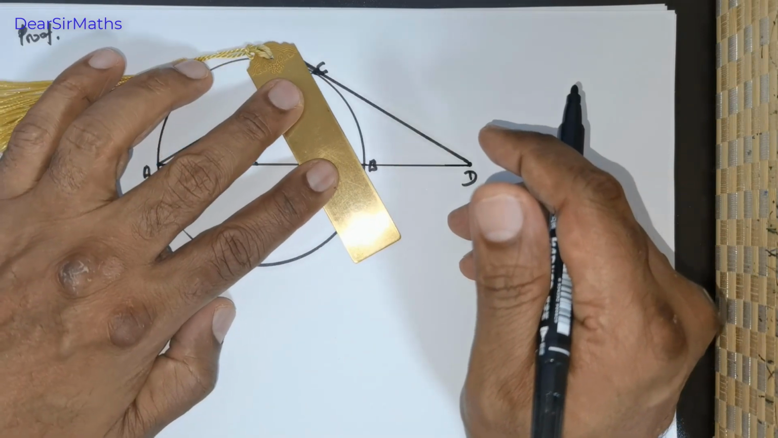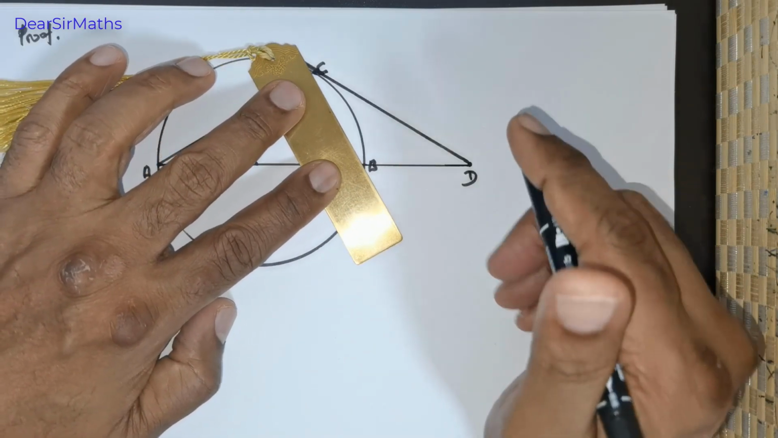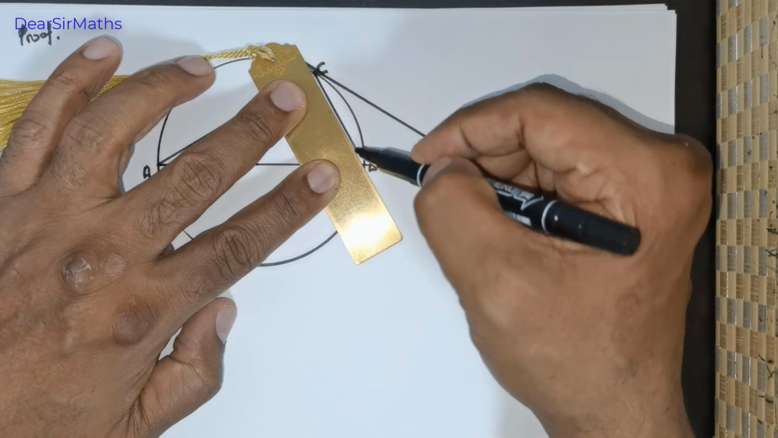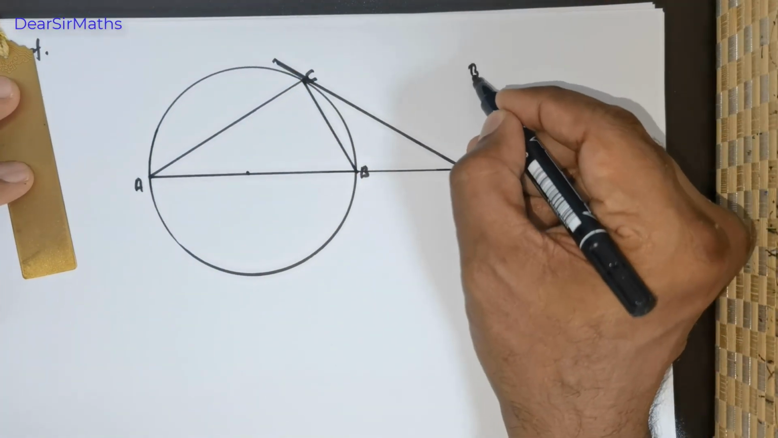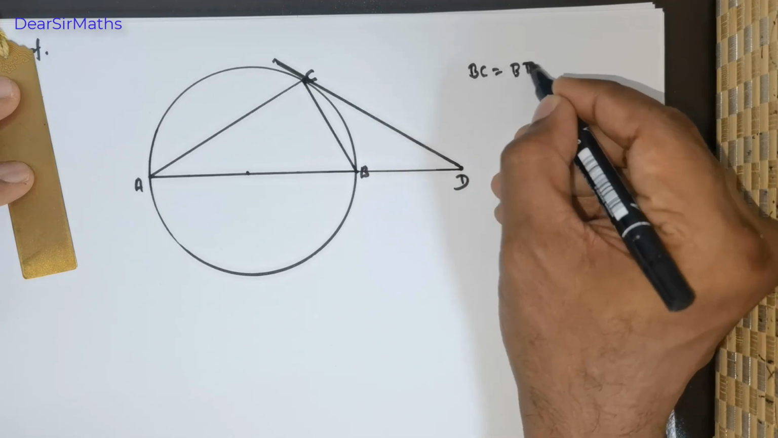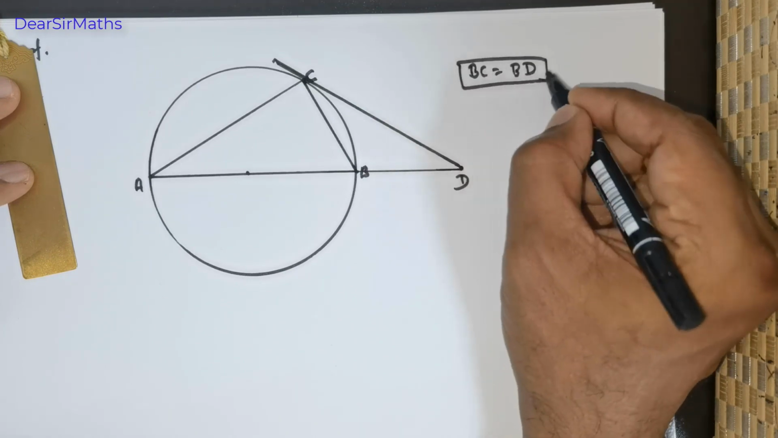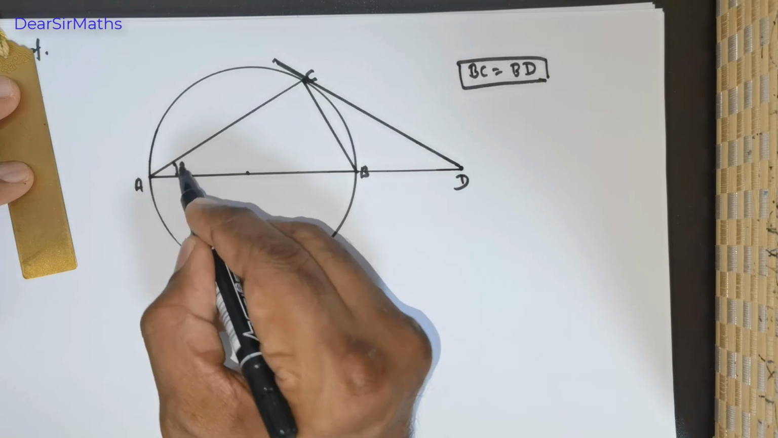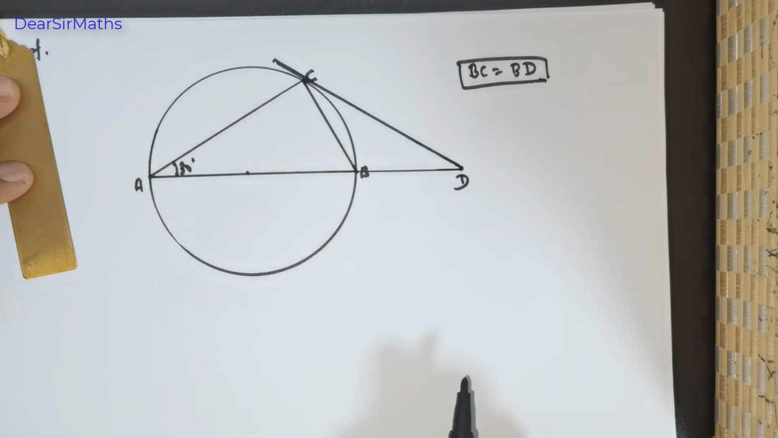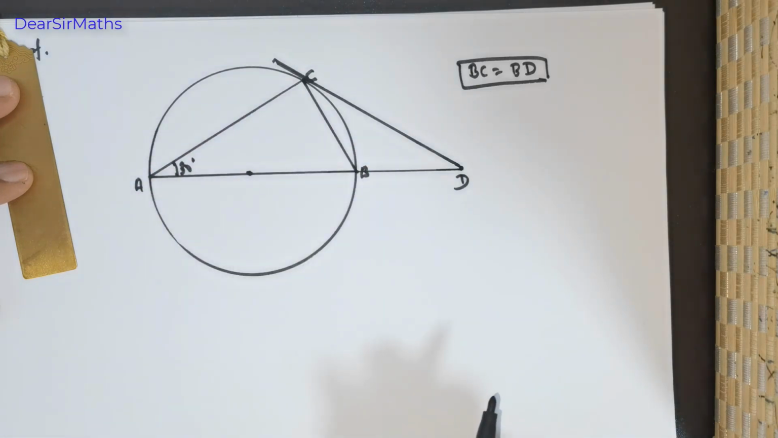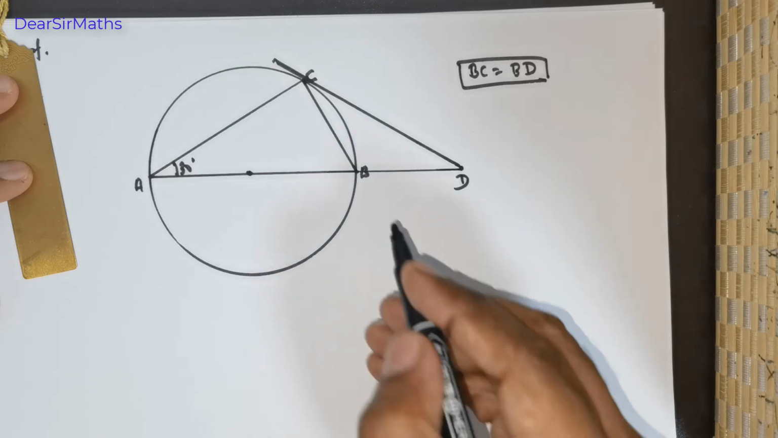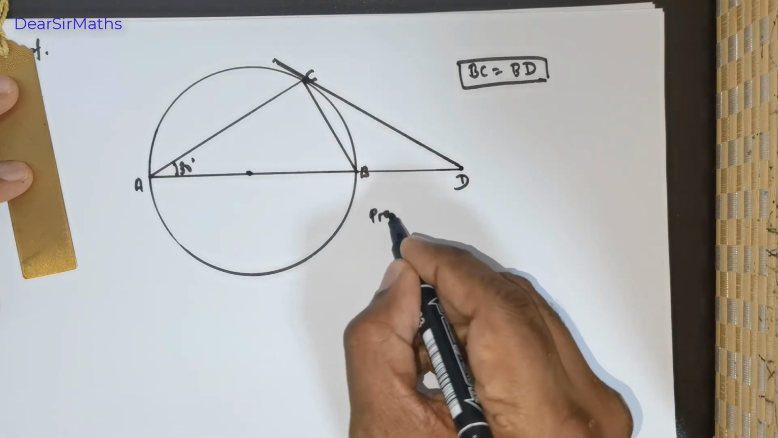Now there is a chord connecting C with B. Now according to the theorem, BC is equal to BD. This is a very important theorem. Now this angle is given to be 30 degrees, and as I mentioned to you, this is the center. Now this is the proof. The proof is as follows.